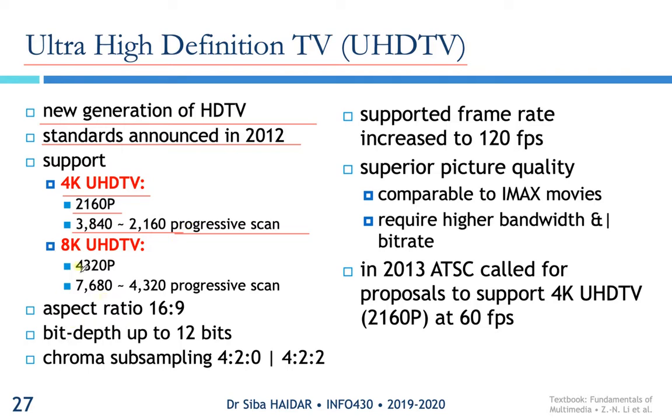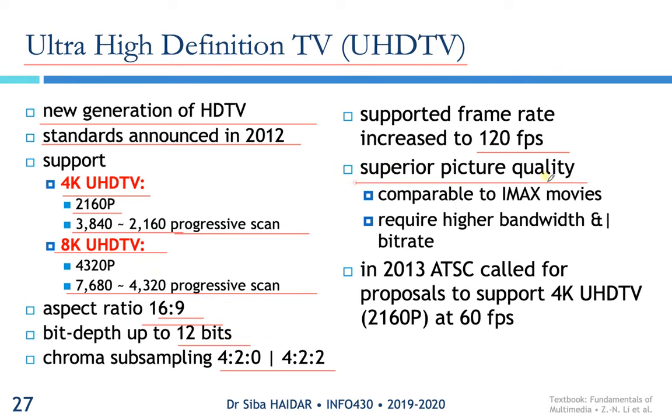And we have an even bigger one, which is the 8K UHD TV, which is 7000 times 4000 progressive scans. This is huge. This is really huge for cinema. And in both formats, the aspect ratio is 16:9, and the bit depth is up to 12 bits for every channel, and you can have the chroma subsampling 420 and 422. The supported frame rate is 120 frames per second, and they are progressive. Remember, they are progressive, not interlaced anymore.